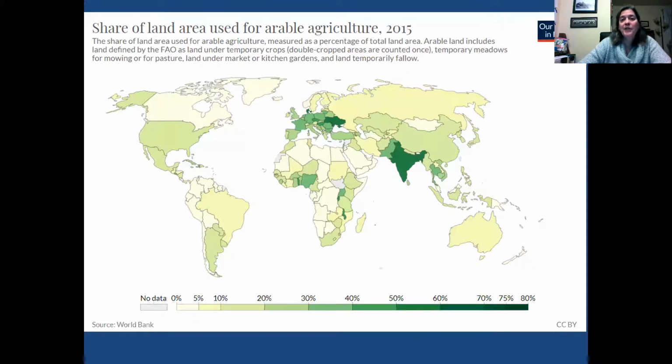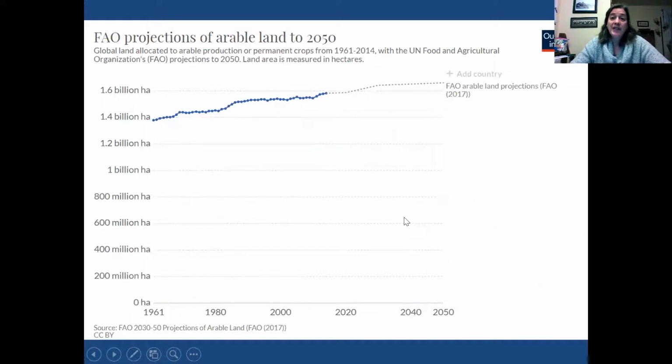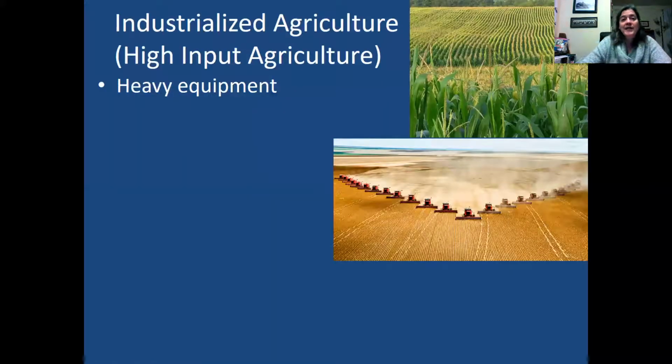Okay, so share of land used for arable agriculture, you can kind of see we're in the middle of the spectrum there for amount of land we're using for arable agriculture. This is as of 2015. And then projections. If you notice, we're kind of topping out though. The availability of arable land, it doesn't look like we're going to be able to increase it projecting into the future.